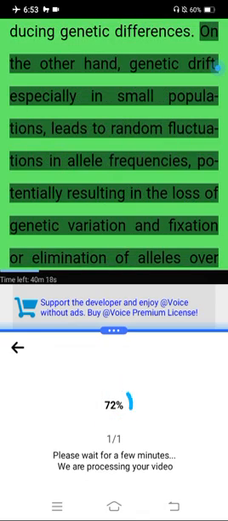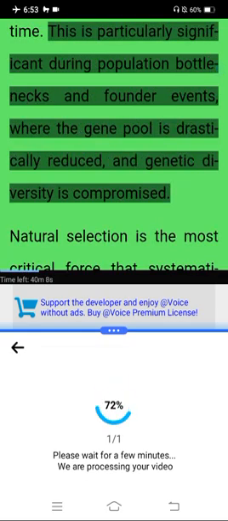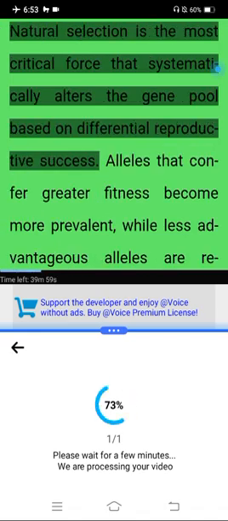On the other hand, genetic drift, especially in small populations, leads to random fluctuations in allele frequencies, potentially resulting in the loss of genetic variation and fixation or elimination of alleles over time. This is particularly significant during population bottlenecks and founder events, where the gene pool is drastically reduced and genetic diversity is compromised. Natural selection is the most critical force that systematically alters the gene pool based on differential reproductive success.